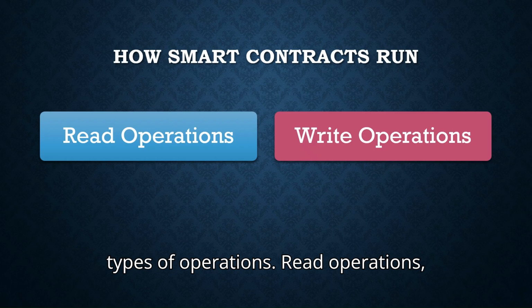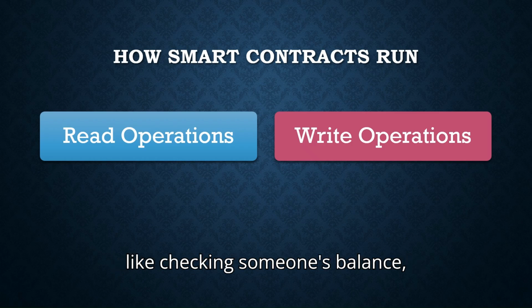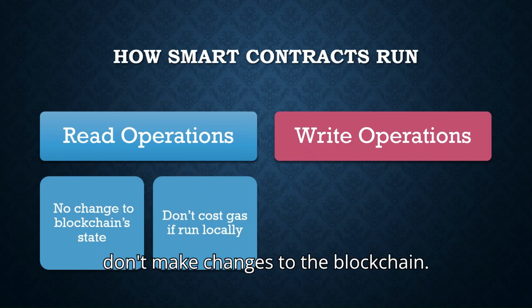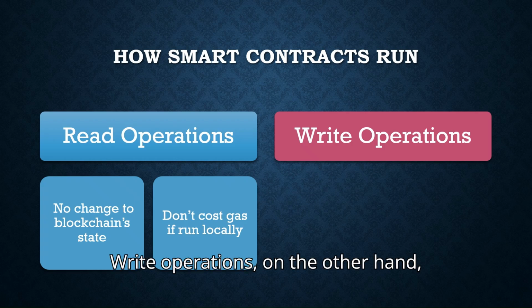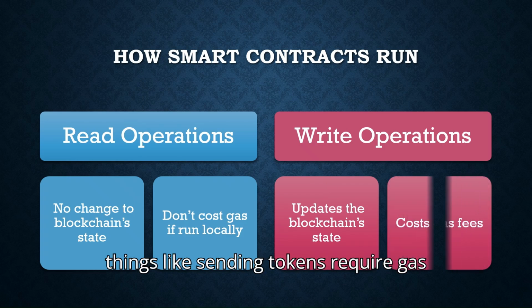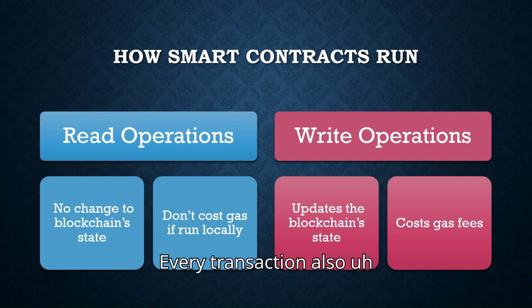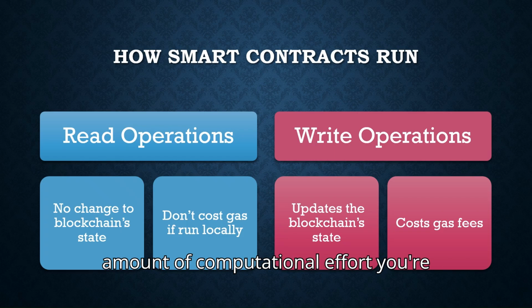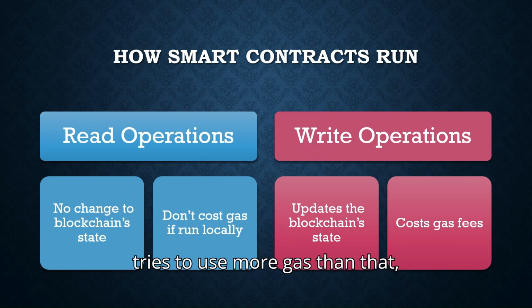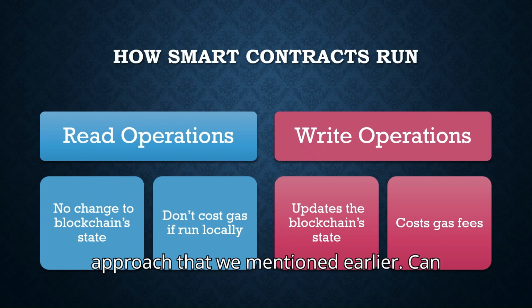There are two main types of operations. Read operations, like checking someone's balance, are free if you run them locally and don't make changes to the blockchain. Write operations, on the other hand, actually update the blockchain, and things like sending tokens require gas fees. Every transaction also sets a gas limit, which is the maximum amount of computational effort you're willing to pay for it. If the contract tries to use more gas than that, the operation fails and the blockchain cancels all changes. This is the all or nothing approach that we mentioned earlier.